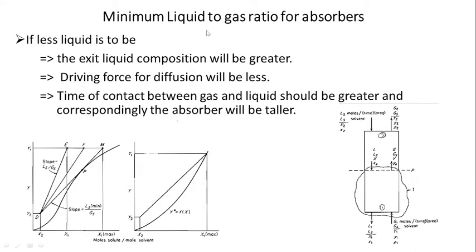Next one is minimum liquid to gas ratio for absorbers. If less liquid is to be used, then the exit liquid composition will be greater, and the driving force for diffusion will be less. So the corresponding tower height will be larger. This can be found out from the graphical method.